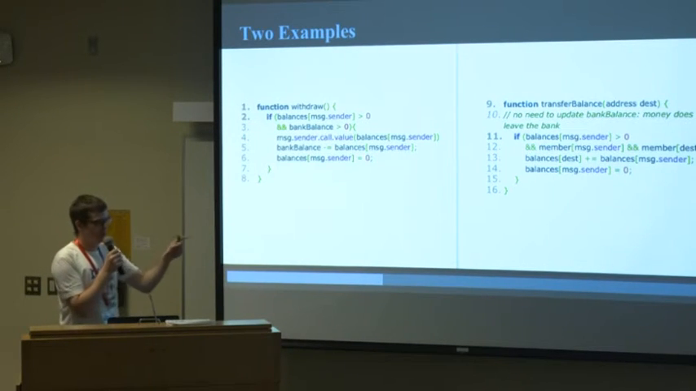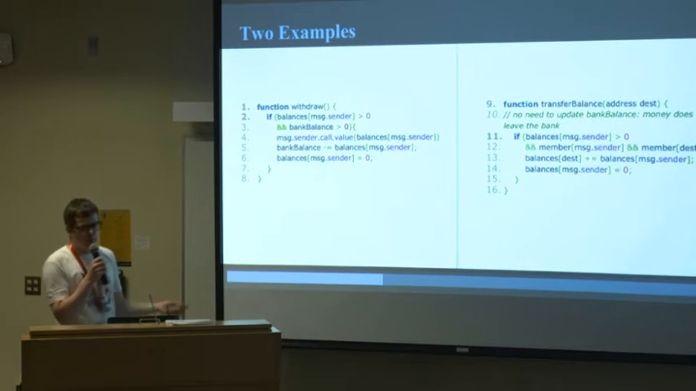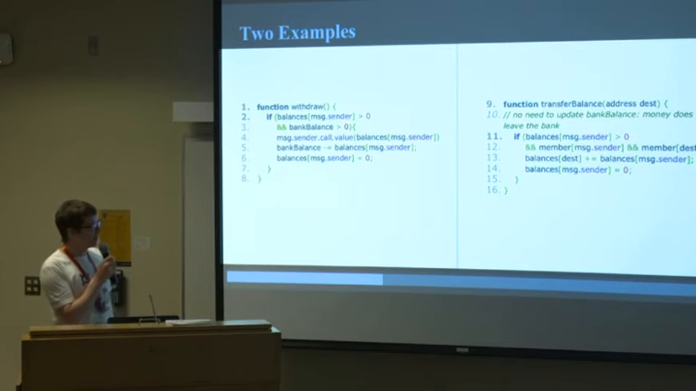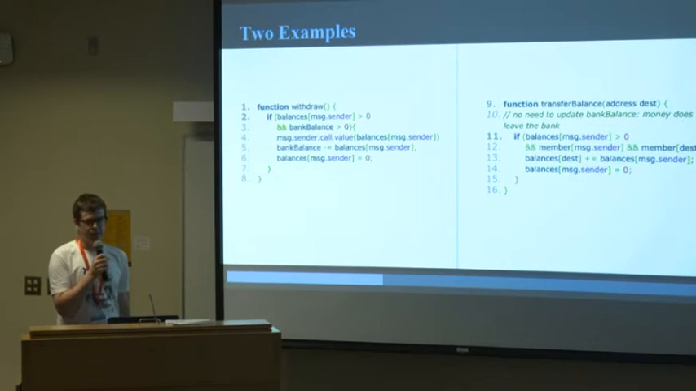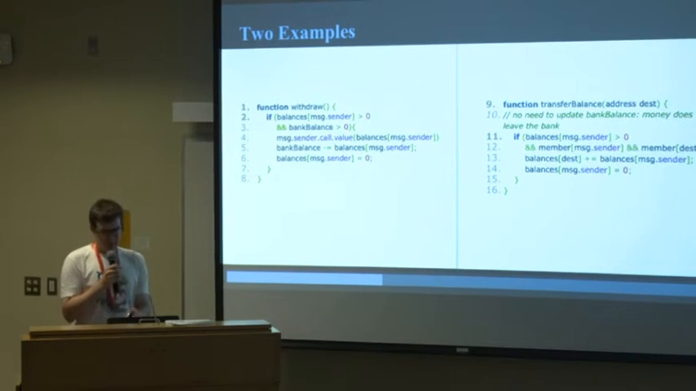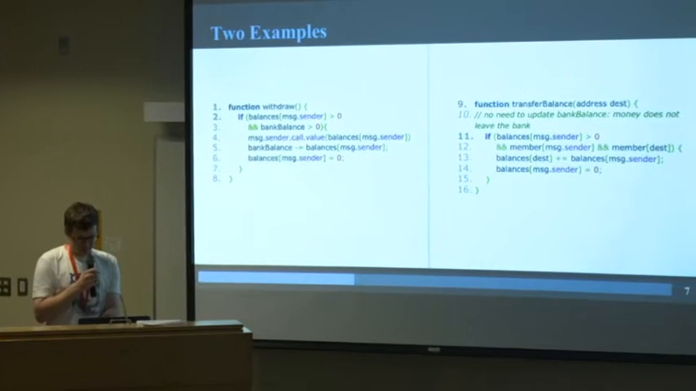Pretty straightforward. On the right, transfer balance. So what if I want to send all my money to you? Well, this function will attempt to do that. Now there's actually a little problem with this code, and we're going to see this later. Maybe think about whether you can detect what the problem is. I'll give you a moment. I didn't quite get it right away, to be honest. But there's a problem in that code, and we'll get back to that.